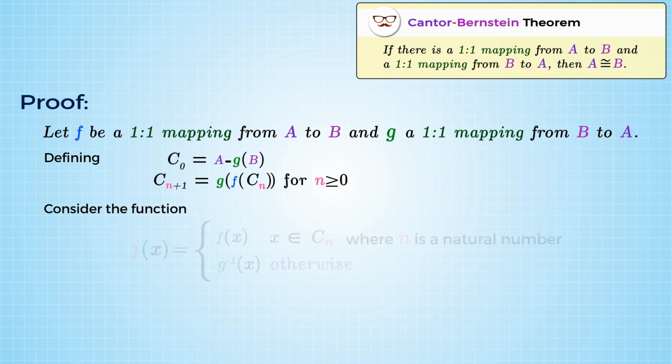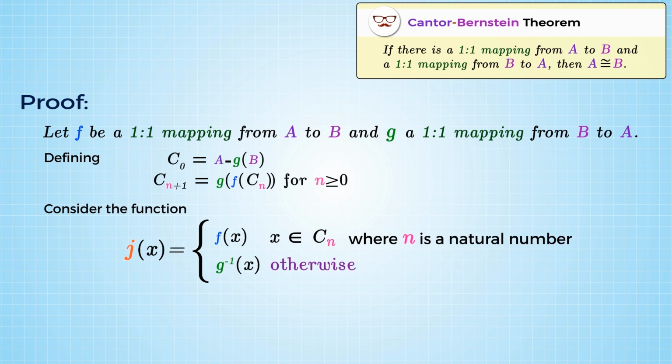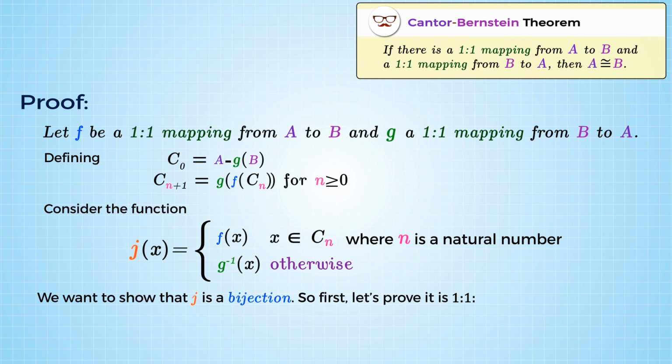Consider the function J(x) equals f(x) when x is in Cn, where n is a natural number, and g inverse of x otherwise. We want to show that J is a bijection. So first, let's prove it is 1-to-1.